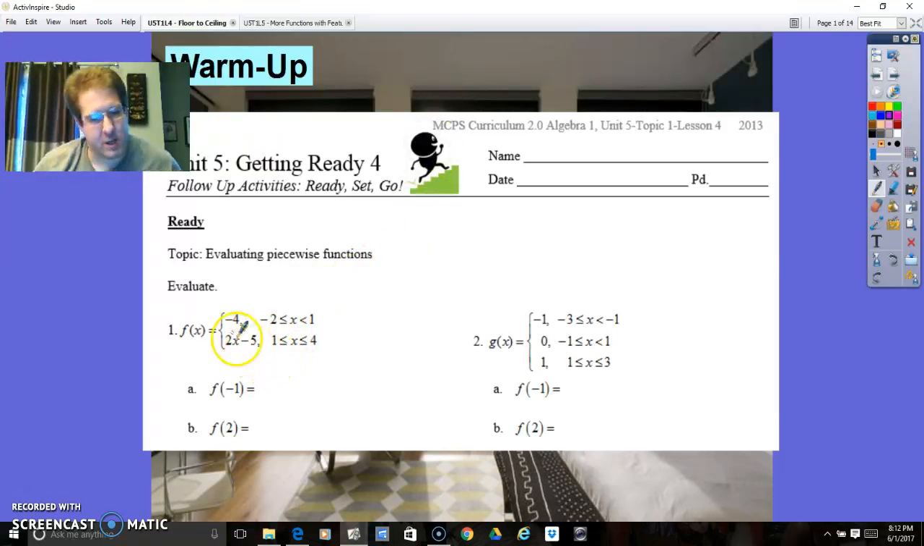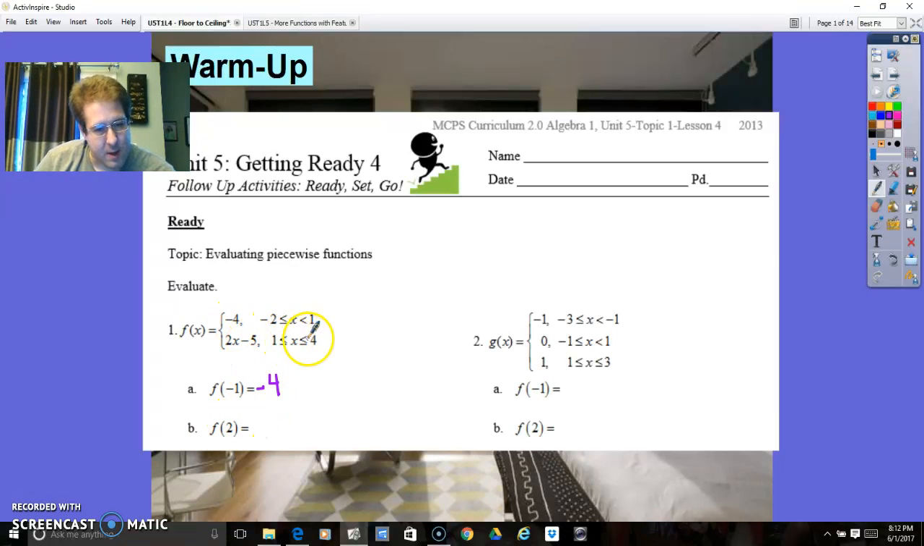Start off with a function notation question. F of negative 1 is what? So I look at the piecewise and I ask myself, well, hey, which domain set does negative 1 fall into? And it falls into this one, not this one. Negative 1 is between negative 2 and 1. So the answer here is negative 4, because it tells me right there.